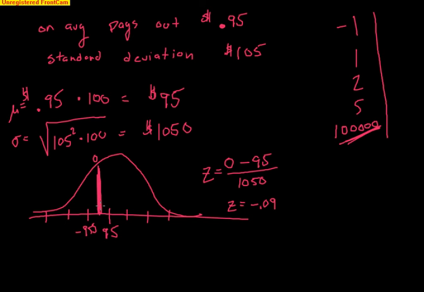Usually they're hoping that you're going to be down in the negatives, losing money, because this $100,000 prize is so rare and it makes the standard deviation huge. So hopefully that problem makes sense, I hope.